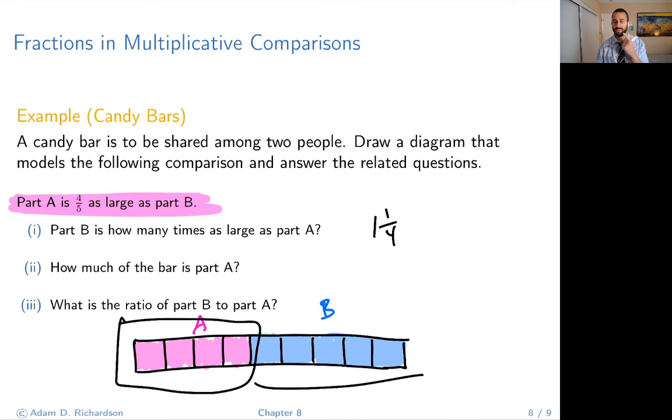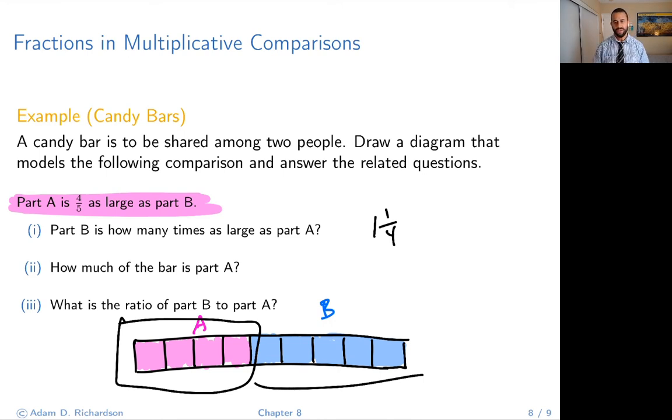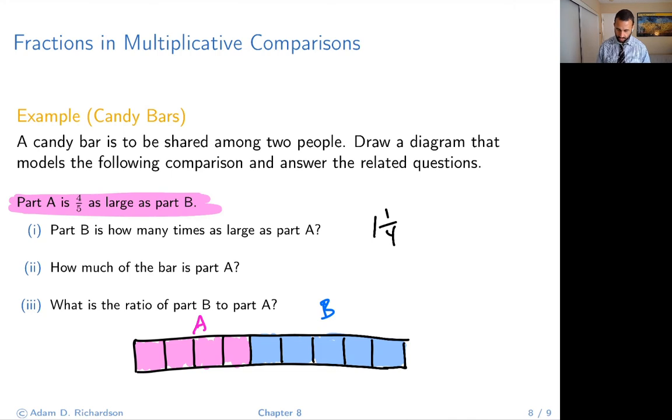So think about that for a minute. Yeah, we need 1 1/4 lengths A to get the length B. And I hope that you can see that in the picture there, right? A is 4 pieces, and if we needed 5 of those pieces, that would be 1 1/4. There we go. Okay, so the answer to the first question is 1 1/4.